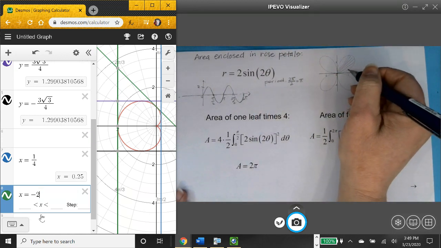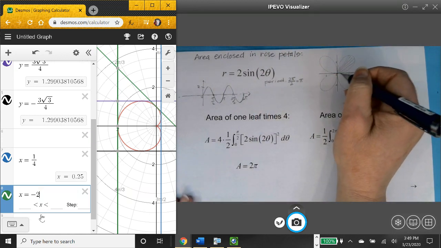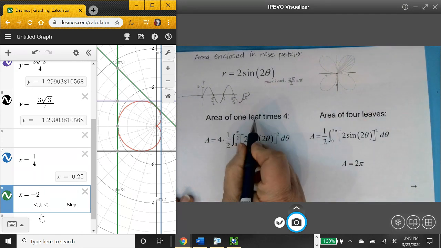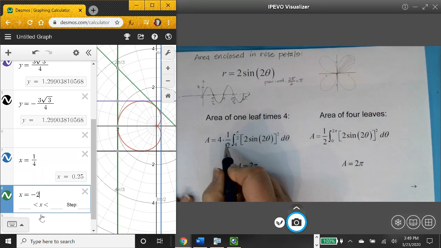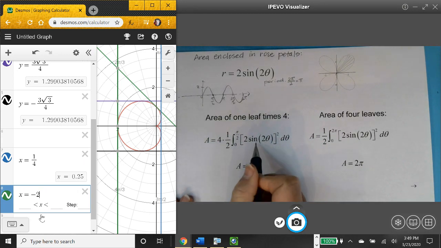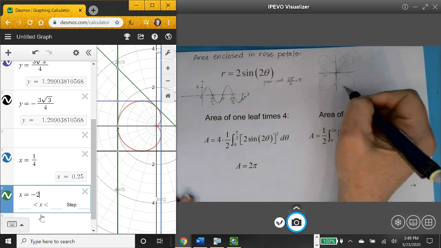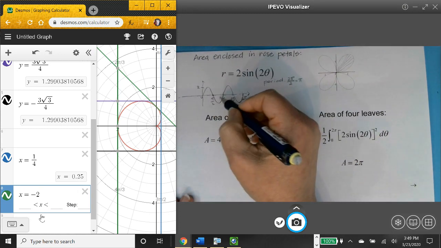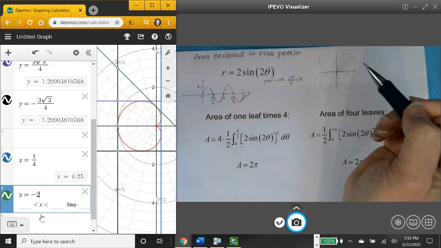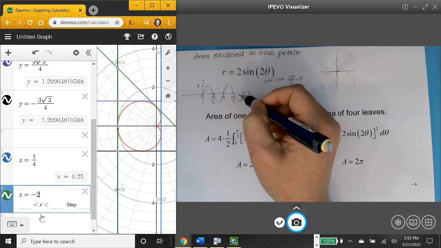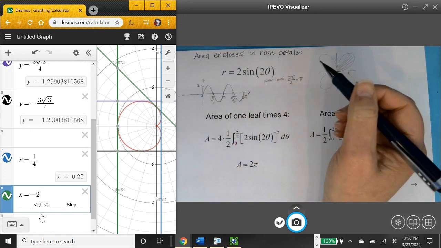So I could find the area one of two ways. I could find the area of one of the leaves or petals and multiply it by 4, which I think is the easier way to go. And you would do this, and then you'd have to use the power reducing identity for sine squared in this case, and you're going to get 2 pi. And then you could also find the area of 4 leaves. And to get 4 leaves, because that's what we have shown here, this is 1 leaf, 2 leaves, 3 leaves, 4 leaves. Okay, so each petal there, or leaf, you'd have to go all the way to 2 pi.